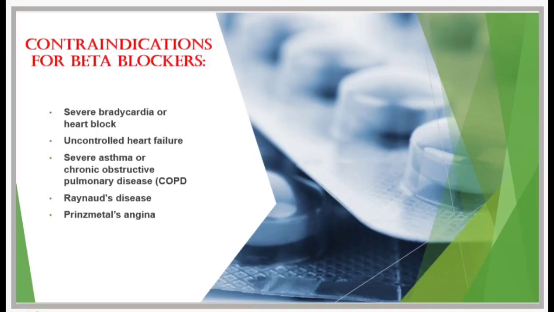Contraindications for beta blockers include severe bradycardia or heart block. Beta blockers can further slow heart rate and worsen conduction abnormalities. Next is uncontrolled heart failure. Patients with decompensated heart failure may experience worsening symptoms with beta blockers. Severe asthma or COPD: non-selective beta blockers can induce or exacerbate bronchospasm. Raynaud's disease: beta blockers can worsen vasoconstriction and ischemia in patients with this condition. Last is Prinzmetal's angina. Beta blockers can worsen coronary artery vasospasm.